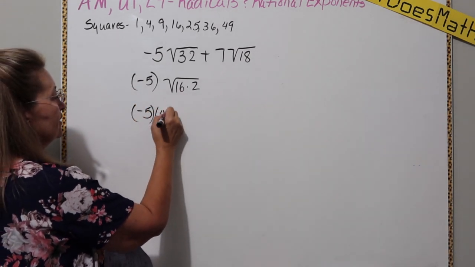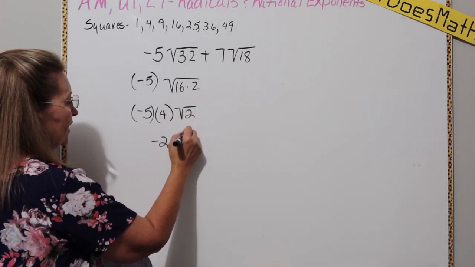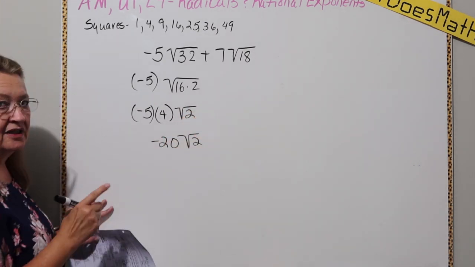The square root of 16 is 4. And I have square root of 2 left. So this is negative 20 square root of 2 when it's simplified.